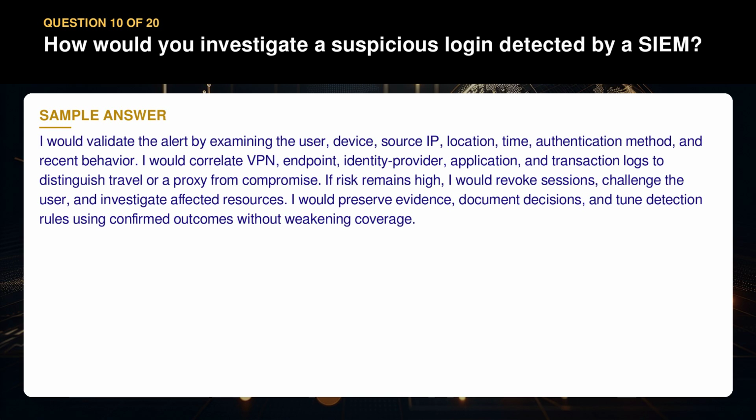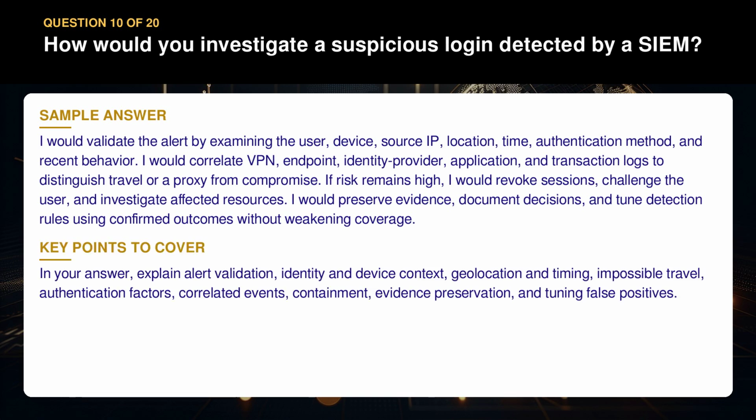If risk remains high, I would revoke sessions, challenge the user, and investigate affected resources. I would preserve evidence, document decisions, and tune detection rules using confirmed outcomes without weakening coverage. In your answer, explain alert validation, identity and device context, geolocation and timing, impossible travel, authentication factors, correlated events, containment, evidence preservation, and tuning false positives.